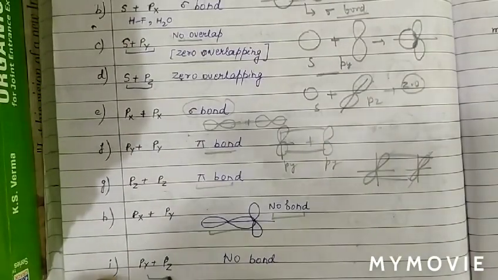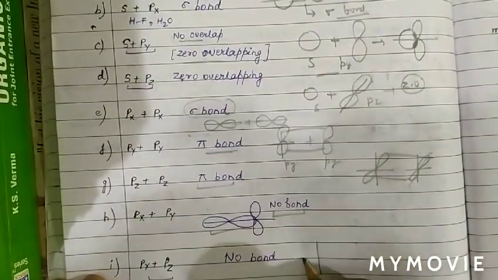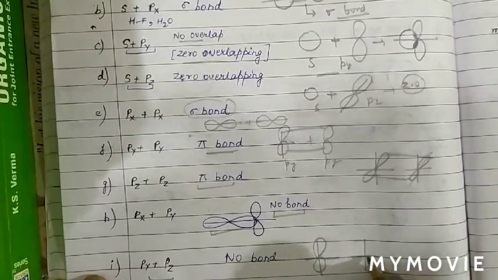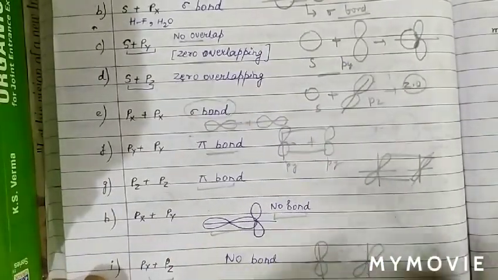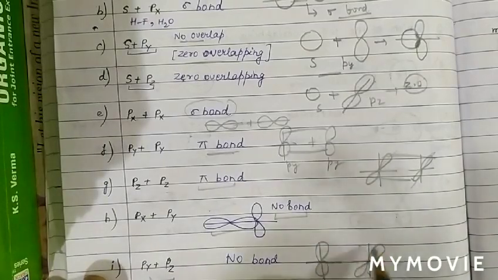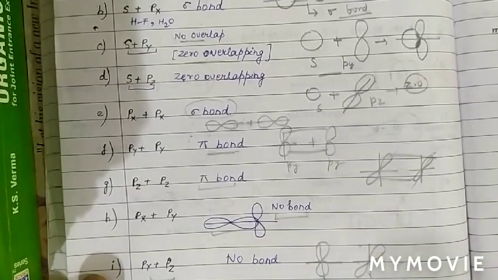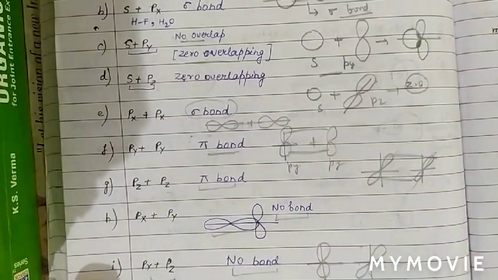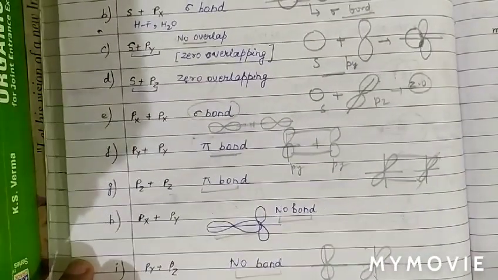See, next is the case of PY and PZ. If PY is like this and PZ is perpendicular to it, like this, there is no overlapping as the axes are not parallel. For a pi bond to be formed by sideway overlapping, the axes of the orbitals must be parallel. It is not so in this case, therefore there is no bond formation and no overlapping between PY and PZ. So these are the questions we have discussed about the overlappings in VBT.